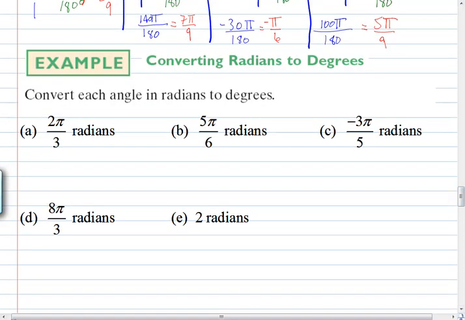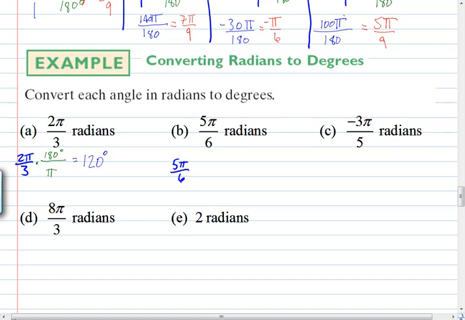Well, we start here with 2 pi over 3 radians, and we're going to multiply this by what? I want the radians to cancel. Radians are going to be on bottom, and I'm going to be left with 180 degrees. So that's going to be equal to, is that 120? 120 degrees. And then we have 5 pi over 6.